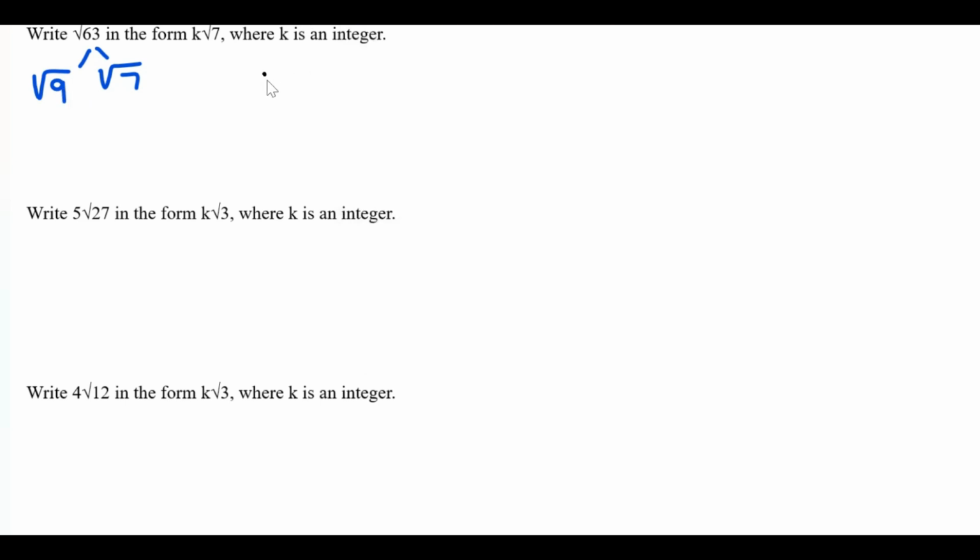So, rewriting this, square root of 63 is the same as square root of 9 multiplied by the square root of 7. The square root of 9 is 3, so 3 root 7 is our final answer, and k is 3.